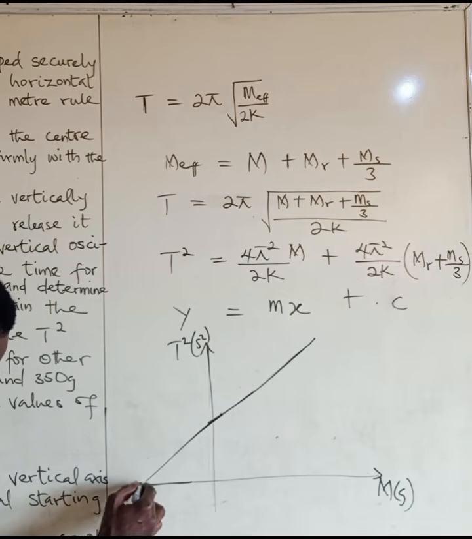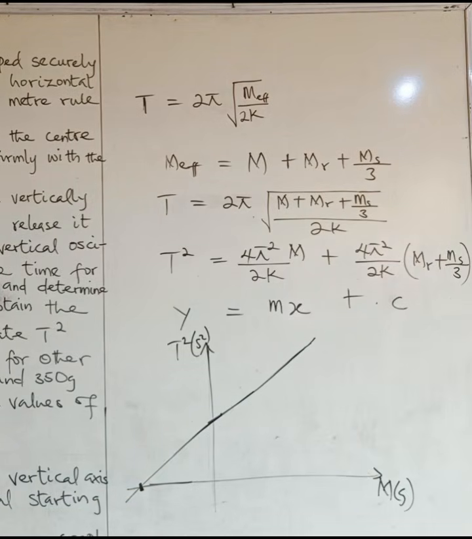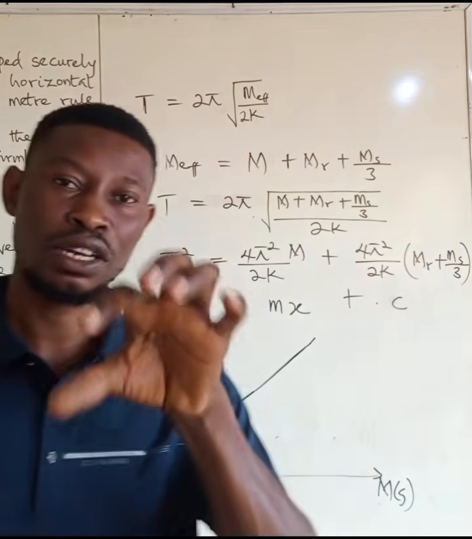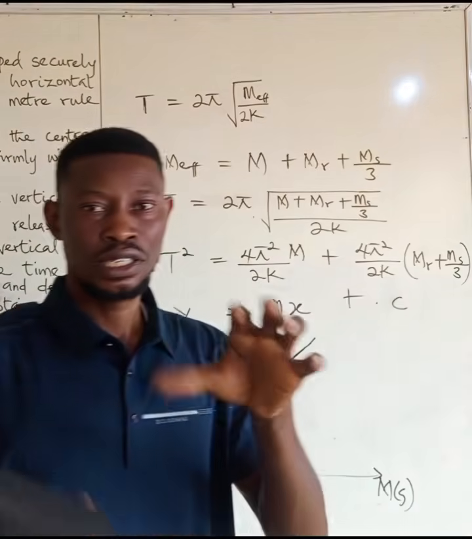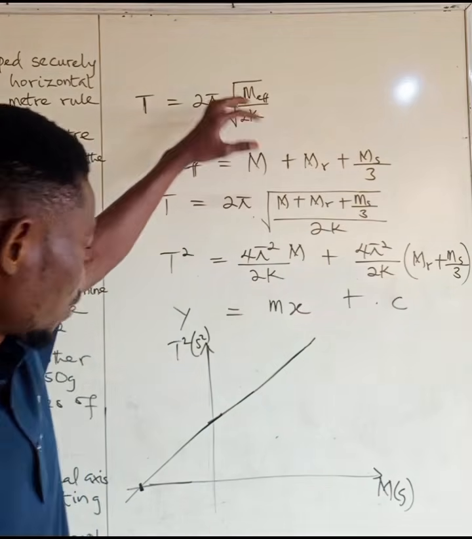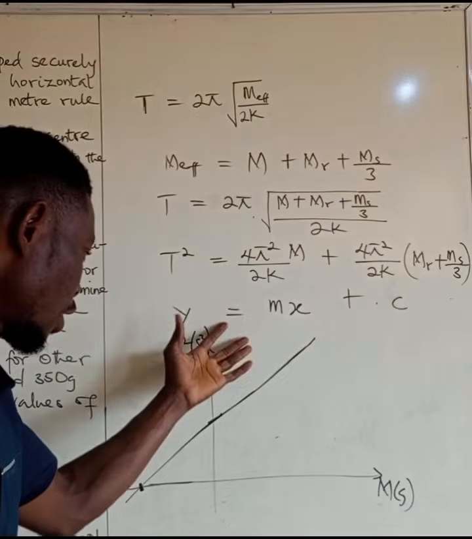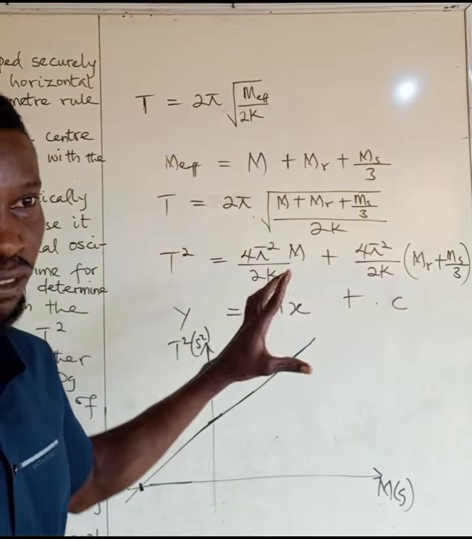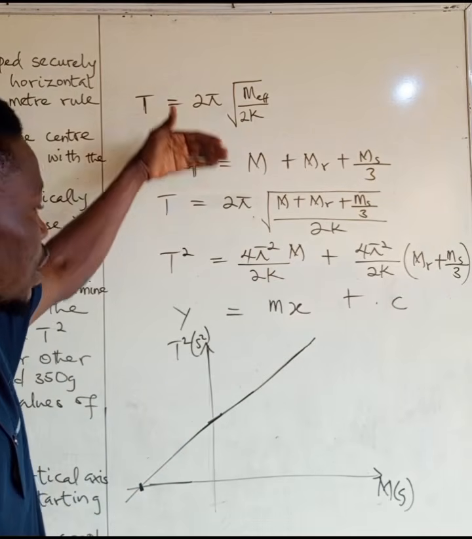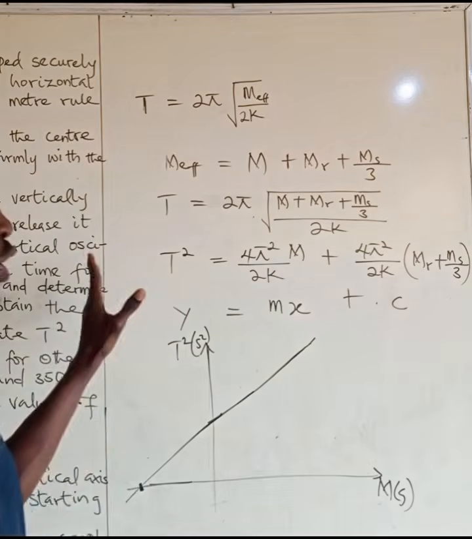And this point where this graph crosses the horizontal axis gives the mass of the meter rule and the springs used in this experiment. So if you want a better explanation on this, you can let me know in the comments so that I explain that further. But for now, this is the basic theory behind this experiment.